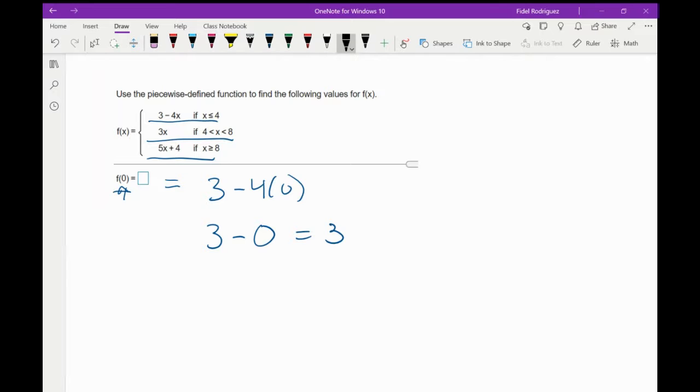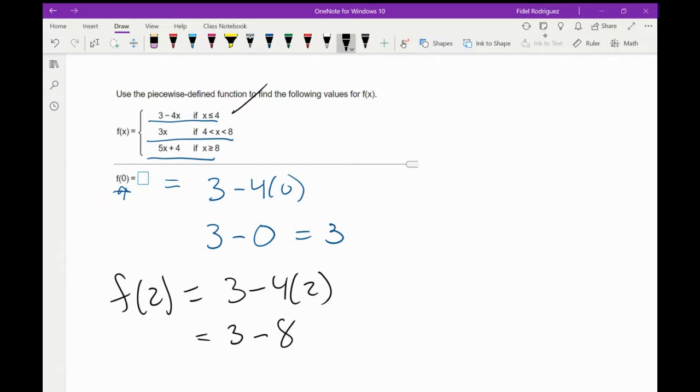Okay, now they're asking me to do f of 2. I'll share the screen with those of you at home in a little bit too. F of 2, okay. I'm still going to use the top part because my number is still smaller than 4. So 3 minus 4 times 2. And 4 times 2 is 8. And that should give me a -5. And so right here, I'm going to go -5.